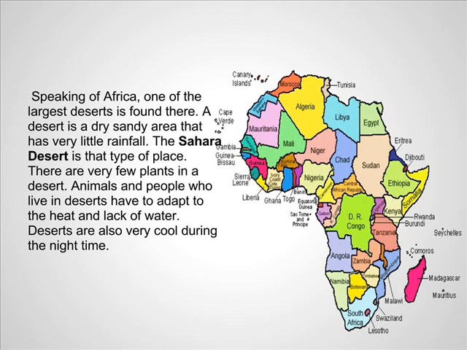Speaking of Africa, one of the largest deserts is found there. A desert is a dry, sandy area that has very little rainfall. The Sahara Desert is that type of place. There are very few plants in a desert. Animals and people who live in deserts have to adapt to the heat and lack of water. Deserts are also very cool during the nighttime.